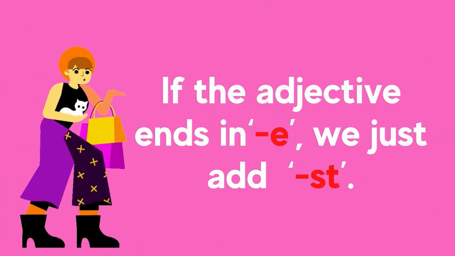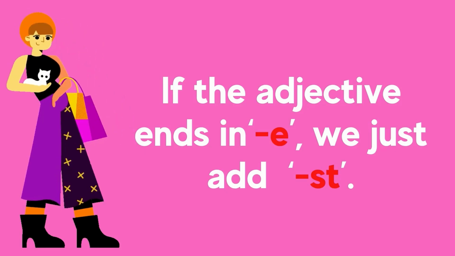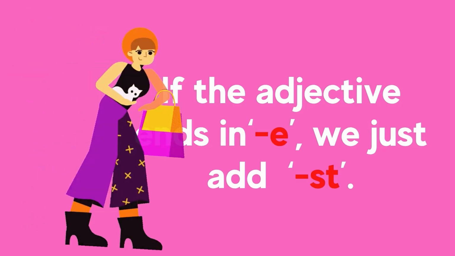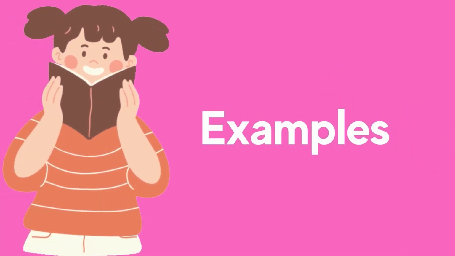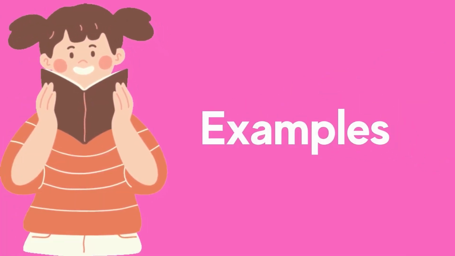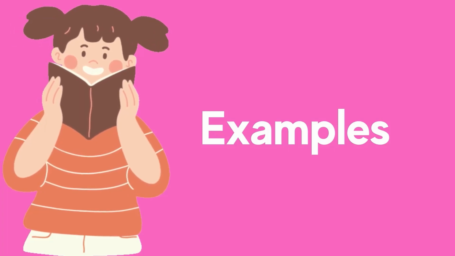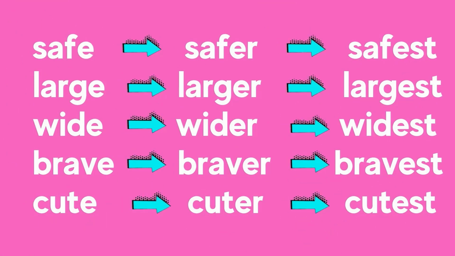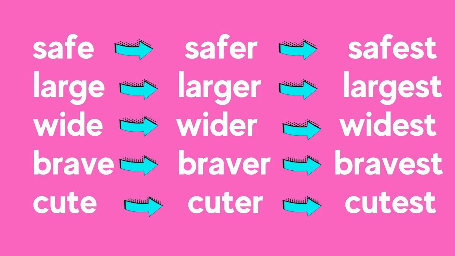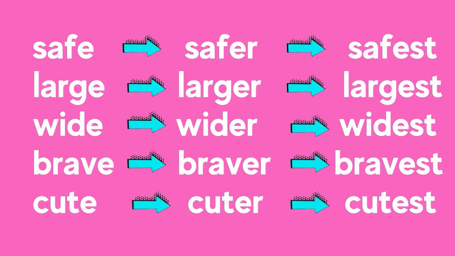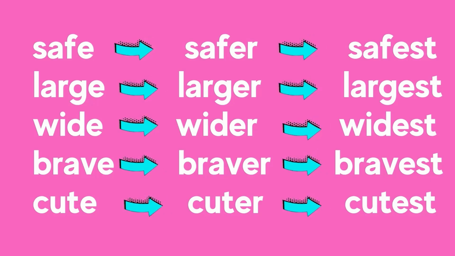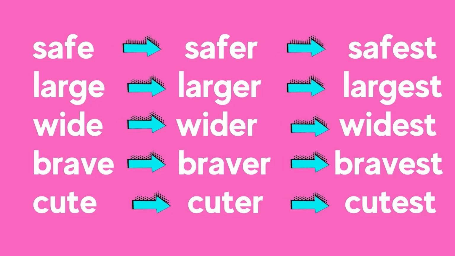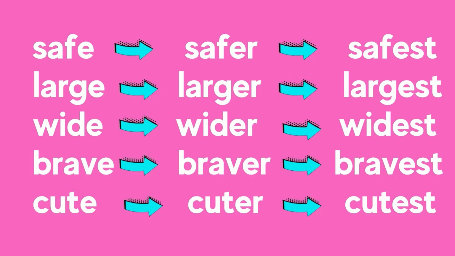If the adjective ends in e, we just add st. Let us look at a few examples. Safe, safer, safest, large, larger, largest, wide, wider, widest, brave, braver, bravest, cute, cuter, cutest. So it's very easy, you just add st to these adjectives.